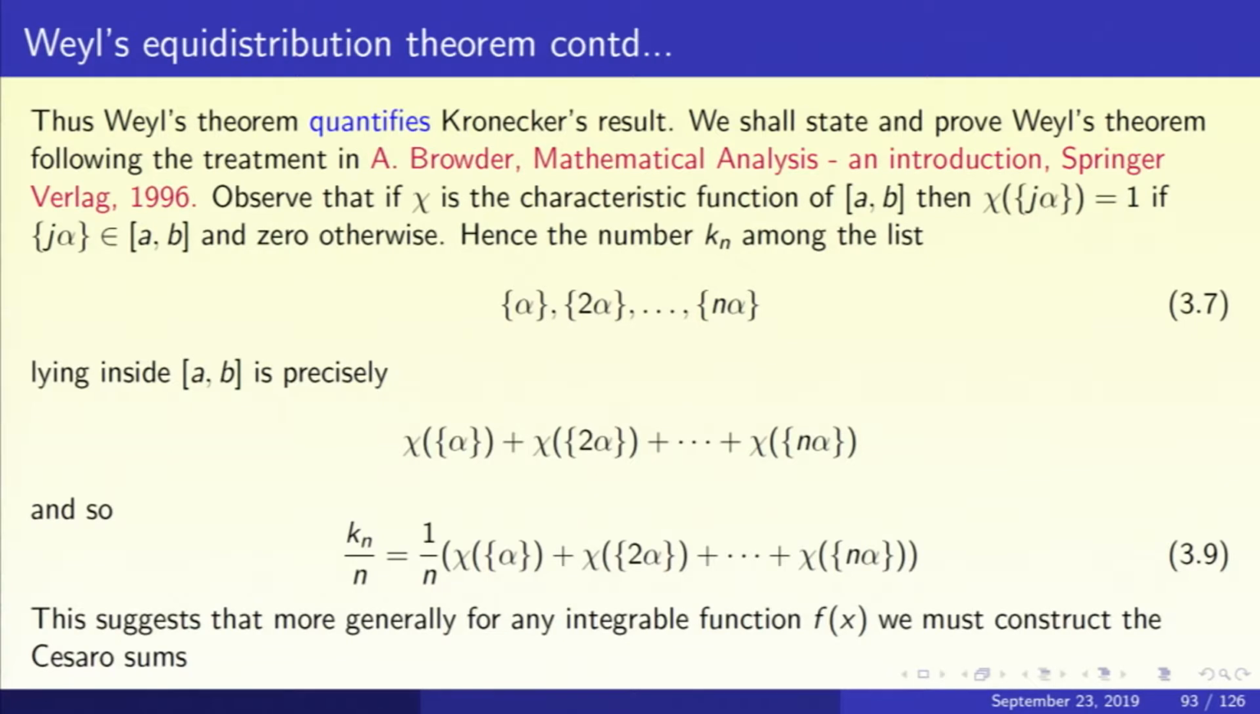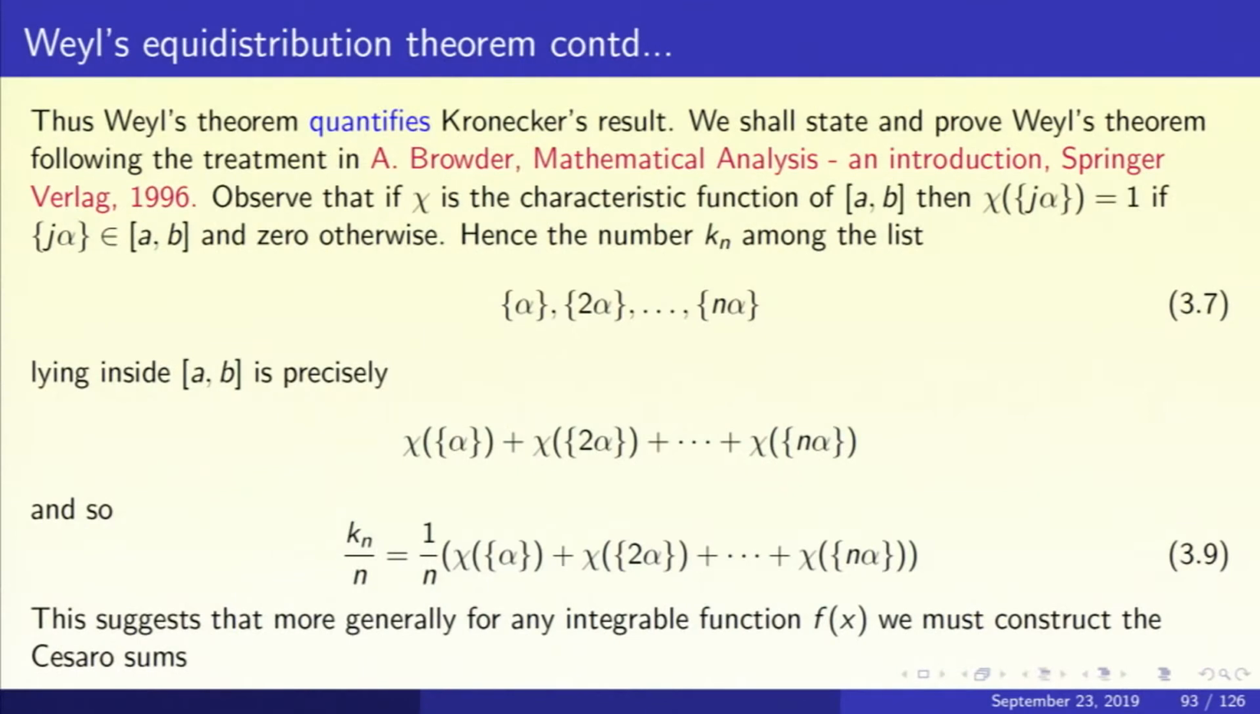So I want to count how many elements in the list 3.7 land up in the interval (a, b). What is that number? You simply count: chi of {alpha} plus chi of {2 alpha} plus etc. plus chi of {n alpha}. Each of these summands will be either 0 or 1. It will be 1 precisely when the element {j alpha} lands up in (a, b), and 0 otherwise. So this sum is going to give you exactly k_n.